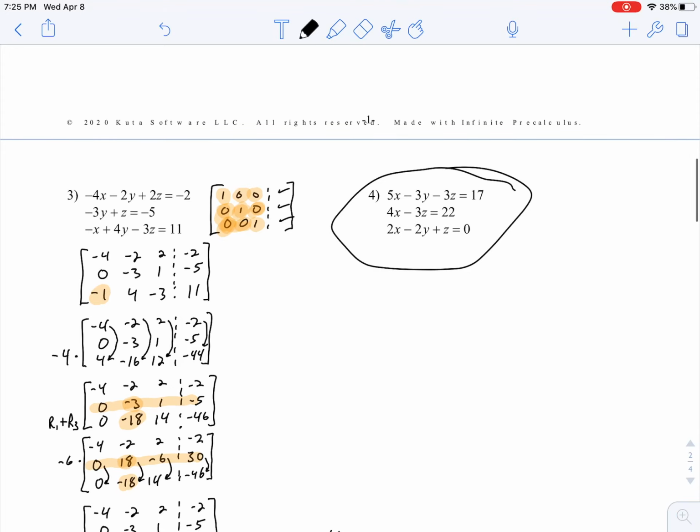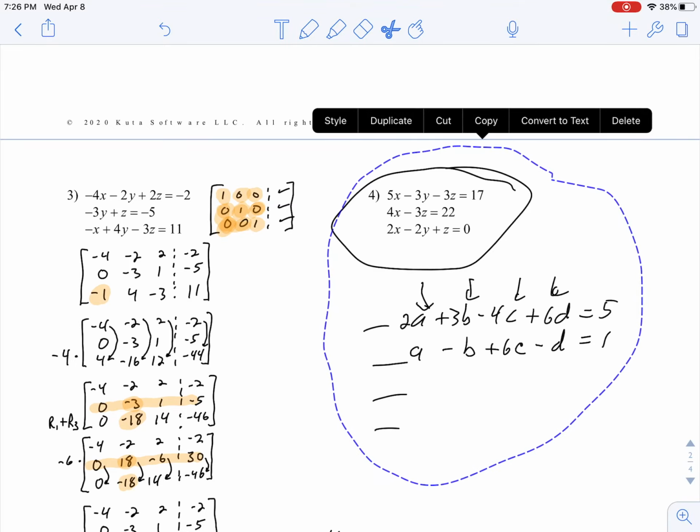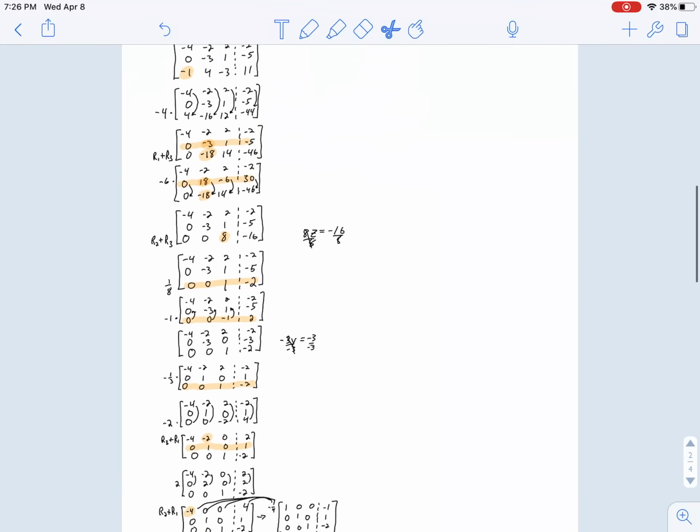Try to imagine, man, what if, look at this. Before I stop, what if you had like 2a plus 3b minus 4c plus 6d equals 5, and then a minus b plus 6c minus d equals 1. In other words, what if you had 4 variables, and then ultimately I'm going to write 4 equations, or 5 variables and 5 equations? Yeah, those exist, and you can solve them this way. I'm not saying you'd want to, but you could.